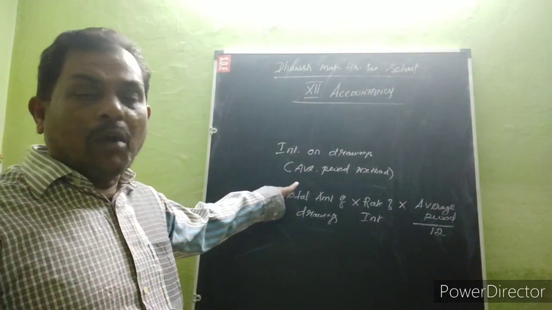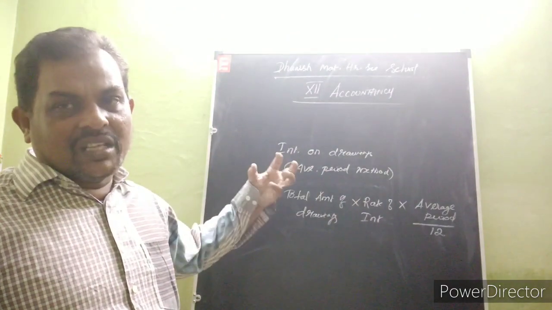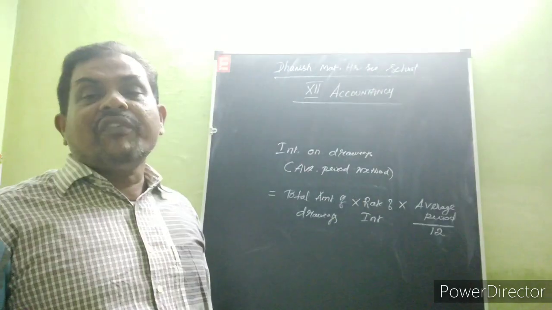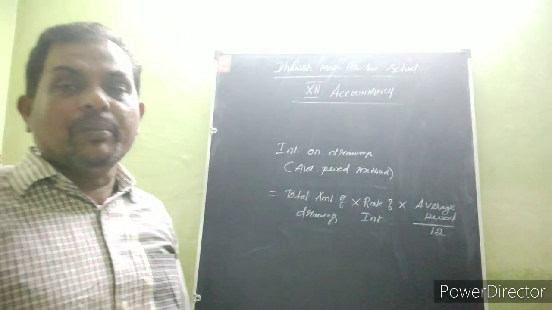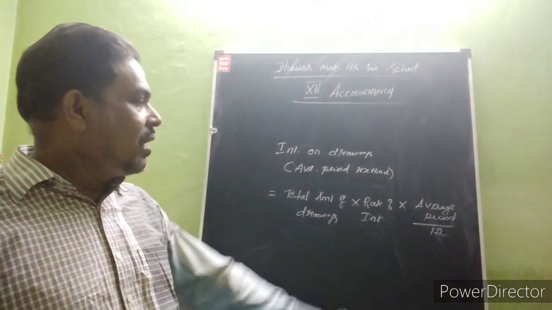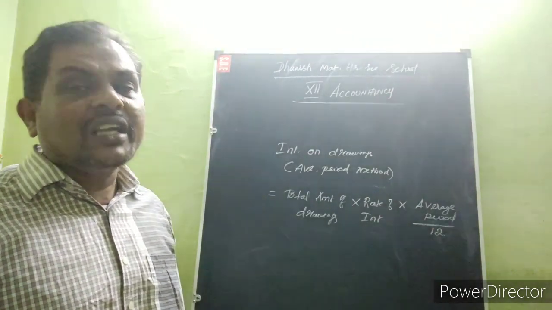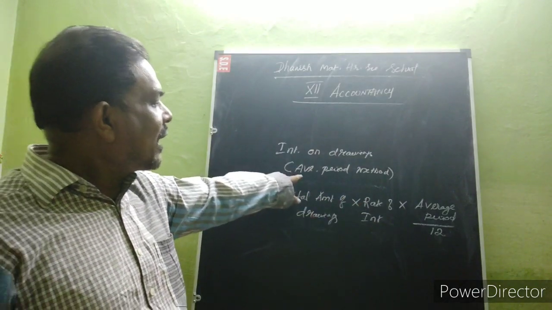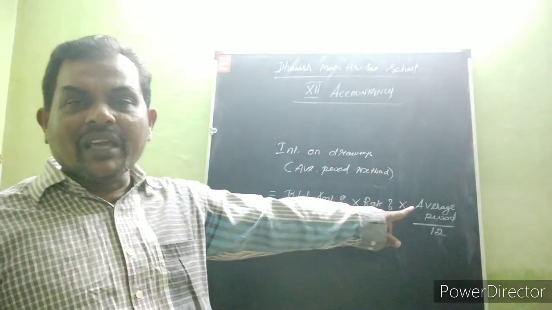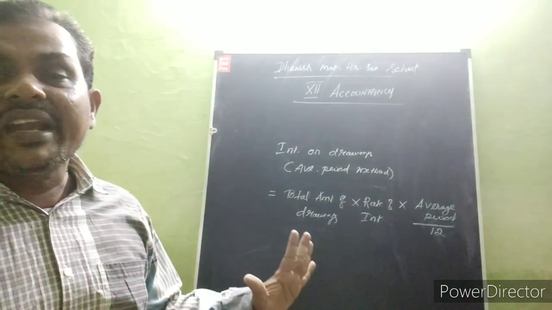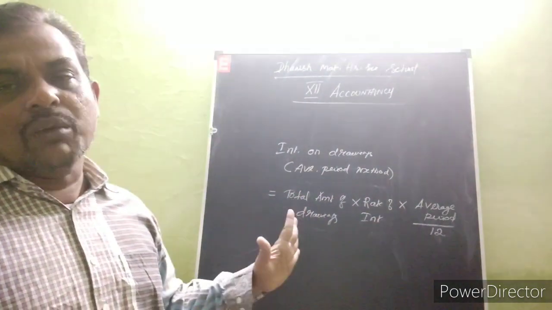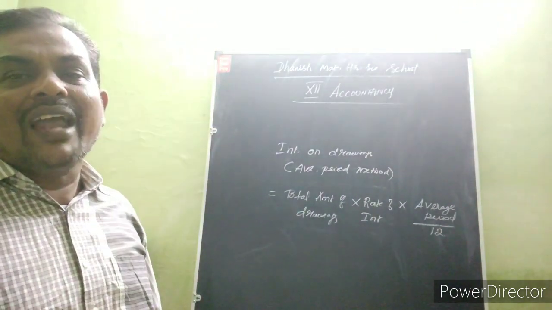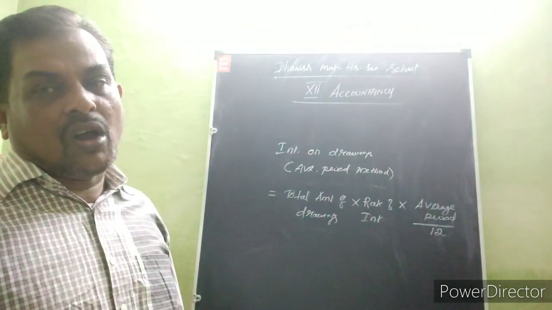The formula is total amount drawn, that is how much amount we have taken for drawings, into rate of interest. That is 5%, 6%, 7% will be given in the question itself. The third one is average period divided by 12, because we are doing this method under average period method only. Very important formula. Please note it down. This is the last method for calculating interest on drawings.